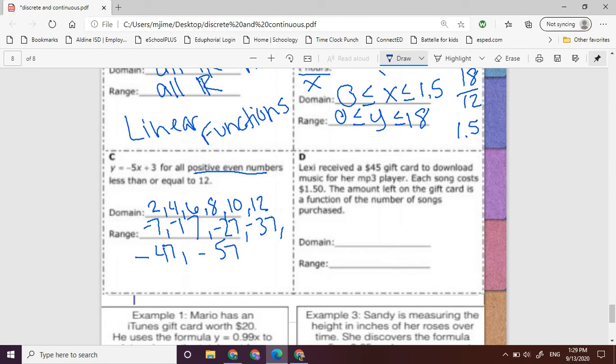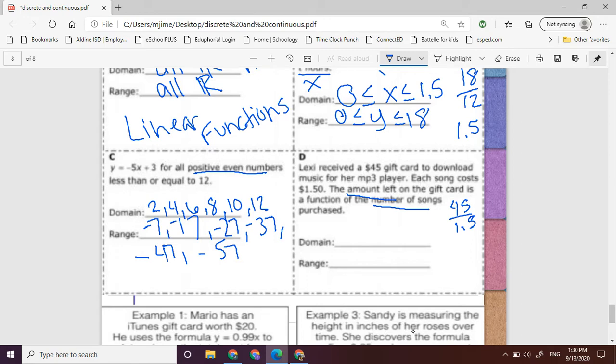Lexi received a $45 gift card to download music for her MP3 player. Each song costs $1.50. The amount left on the gift card is a function of the number of songs. So the money left is my Y, and the number of songs is my X. I can only purchase a whole number of songs, so this is going to be discrete. How do I figure out how many songs I can do? Do 45 divided by 1.5.